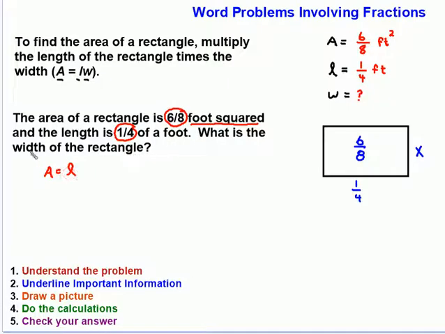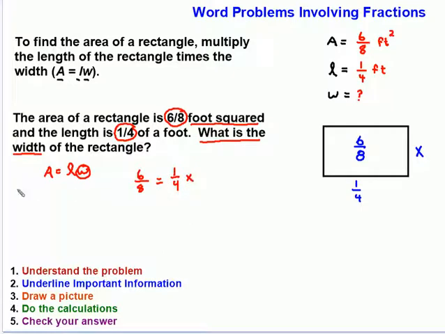What we don't have is the width. And so we're going to find out what the width is. So what we have is area equals length times width, and we're looking for this guy right here. That means we are going to create a variable to solve this problem, and we'll fill out the rest of the equation. We have the area is equal to 6/8 of a foot. We have that the length is equal to 1/4 of a foot, and this is equal to x.